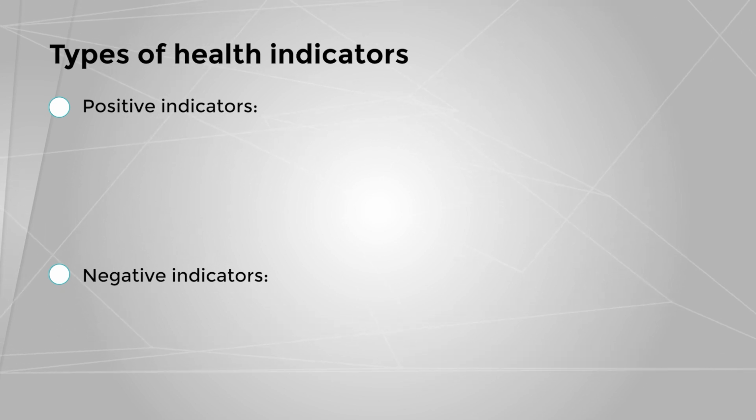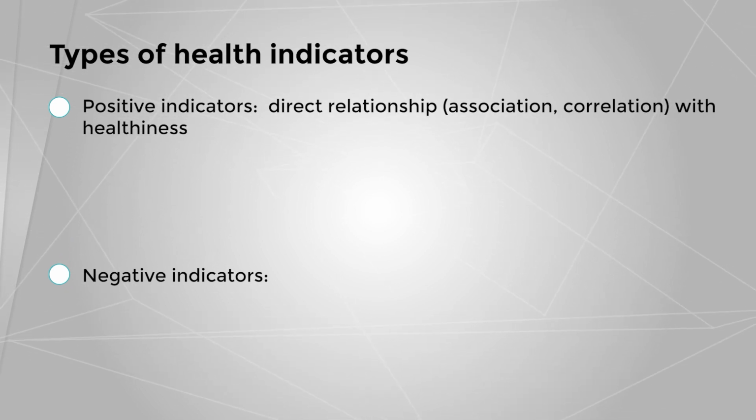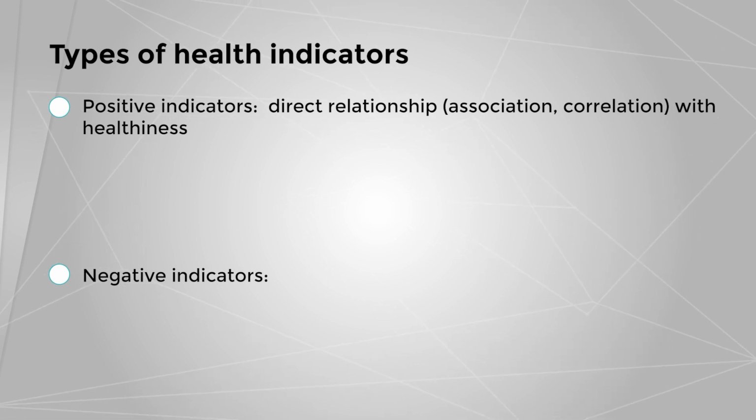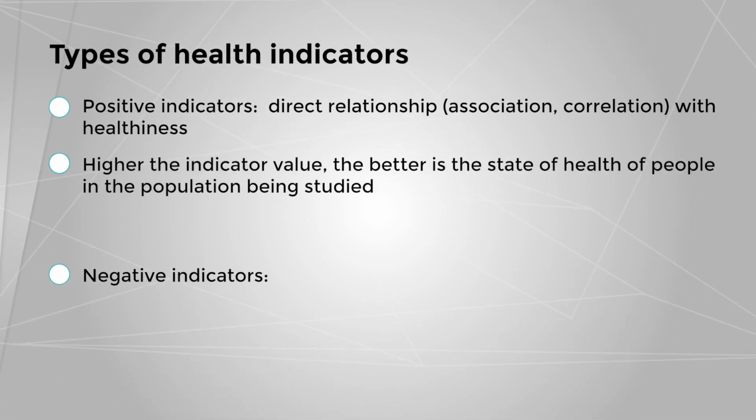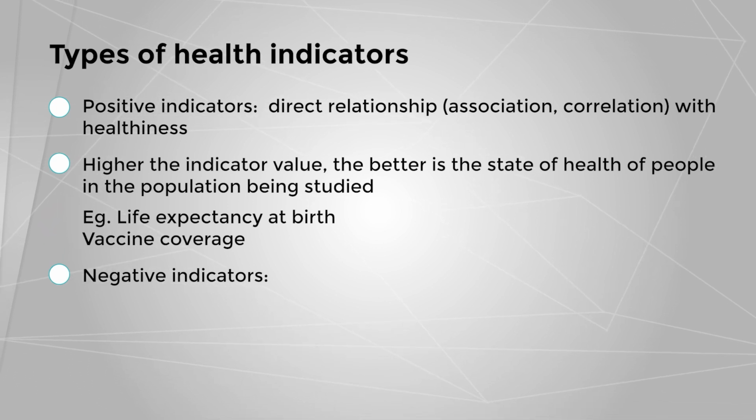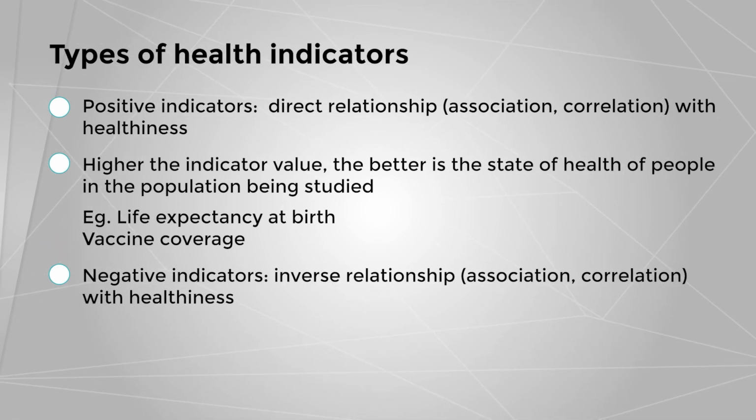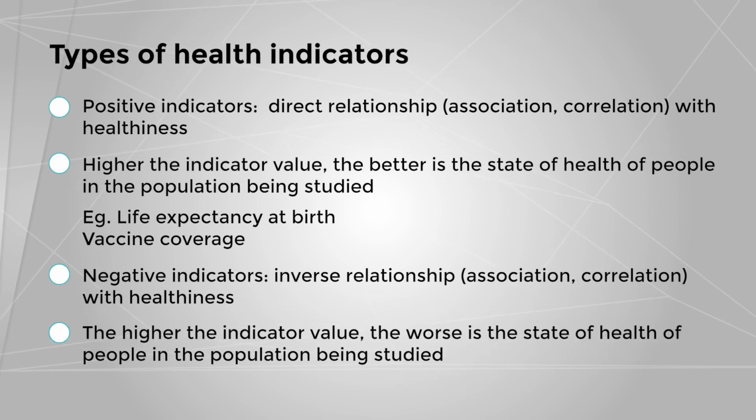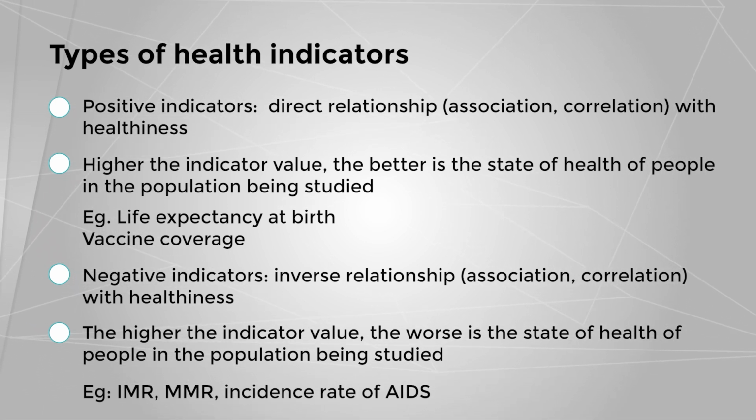Indicators are positive when they have a direct relationship, that is association or correlation, with healthiness. The healthier the indicator value, the better is the state of health of people in the population being studied. For instance, life expectancy at birth, vaccination coverage. Indicators are considered negative when they have an inverse relationship with healthiness. The higher the indicator value, the worse is the state of health of people in the population being studied. For example, infant mortality rates, maternal mortality rates.